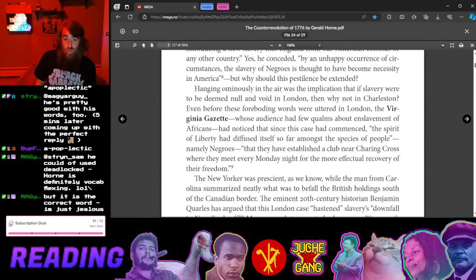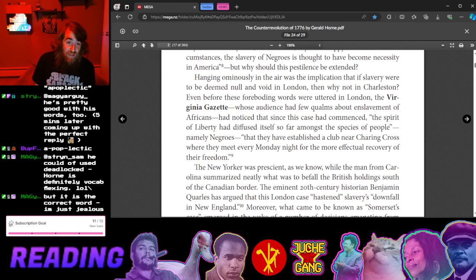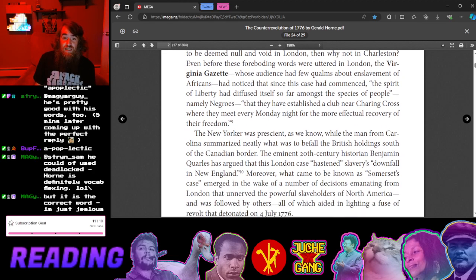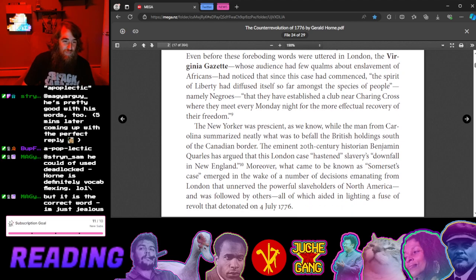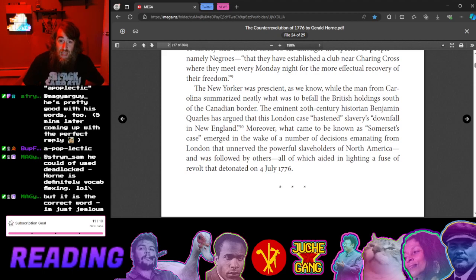Even before these foreboding words were uttered in London, the Virginia Gazette, whose audience had few qualms about the enslavement of Africans, had noticed that since this case had commenced, "the spirit of liberty had diffused itself so far amongst the species of people, namely Negroes, that they have established a club near Charing Cross, where they meet every Monday night for more effectual recovery of their freedom." Unquote. The New Yorker was prescient, as we know, while the man from Carolina summarized neatly what was to befall the British holdings south of the Canadian border.